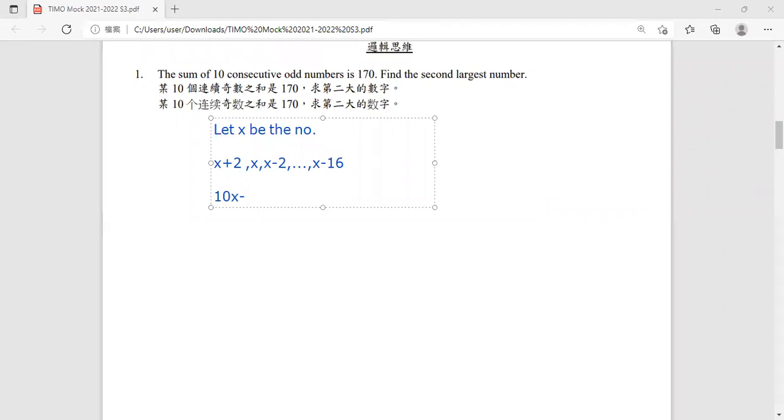This is 70. Good. Okay, 10x minus 4, minus 6, minus 8, minus 10, and so on, and 60, equal to 170. You got this one. And 10x equal to what? x is equal to what?